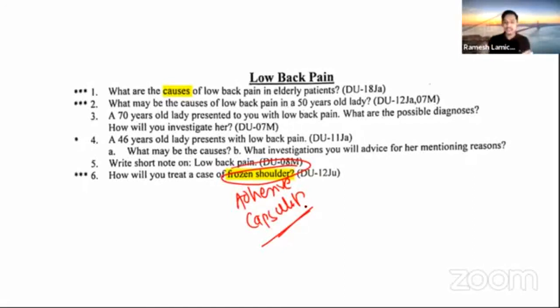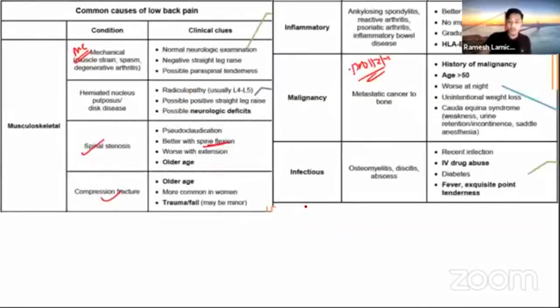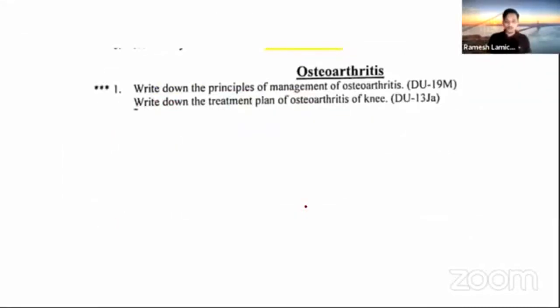We can also give intra-articular glucocorticosteroid injection to improve the symptoms and fasten the recovery. So the treatment is exercise, NSAIDs, and intra-articular glucocorticoids. This is all about lower back pain and frozen shoulder. Let's move on to osteoarthritis.